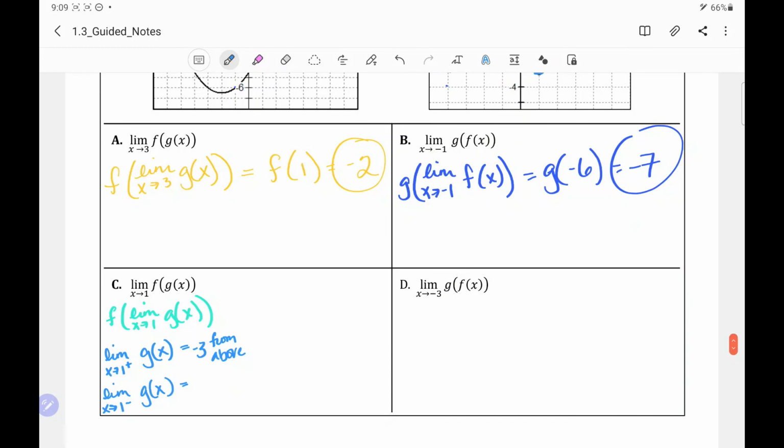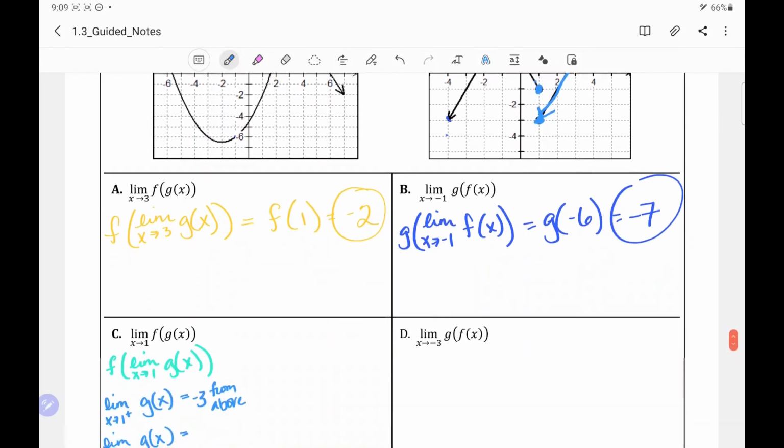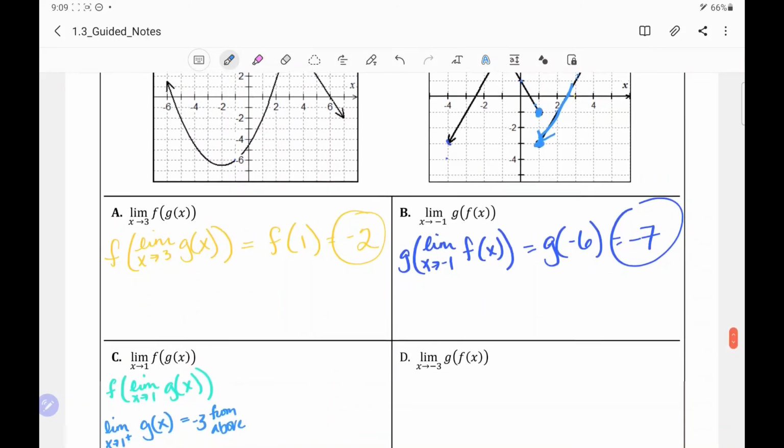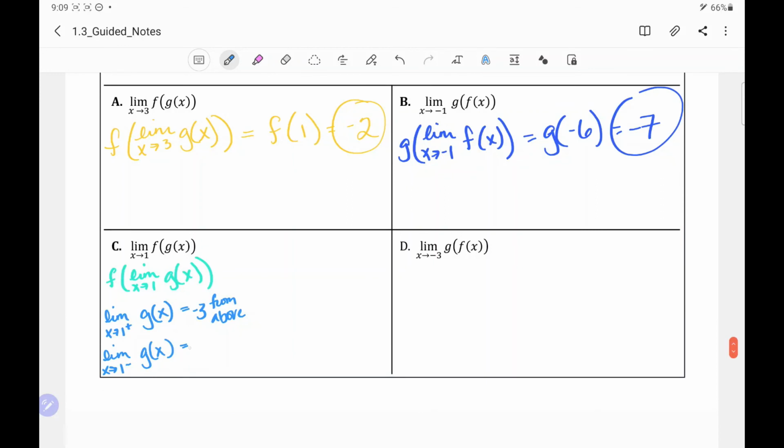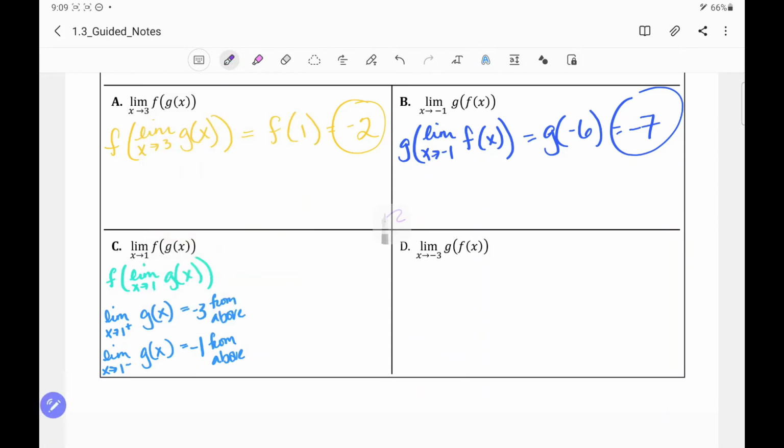Then we've got the limit as x goes to 1 from the left. Interestingly enough, this is also coming from above. It's going smaller in the y value as we approach -1. So the limit there is -1. As we approach 1 from above, it's -1. Again, we need to say from above because we're going to use that. Because now here's what's going to happen. I'm going to change my pen color again. And we're going to look at f for those two values, okay?